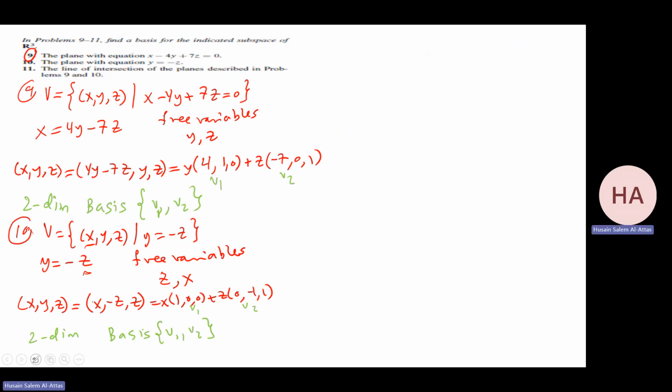Okay, let me move. Next group of questions. No, still this one, 11. 11 is what? The line of intersection. So I want the space X, Y, Z, such that what? Both equations. I have both equations. X minus 4Y plus 7Z equals 0 and Y plus Z equals 0.